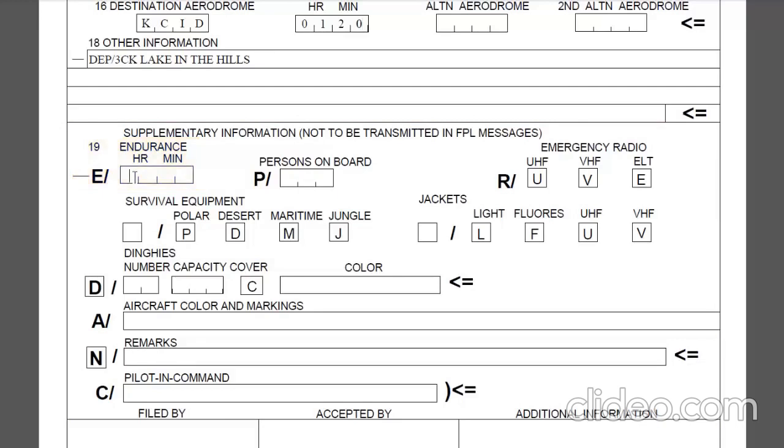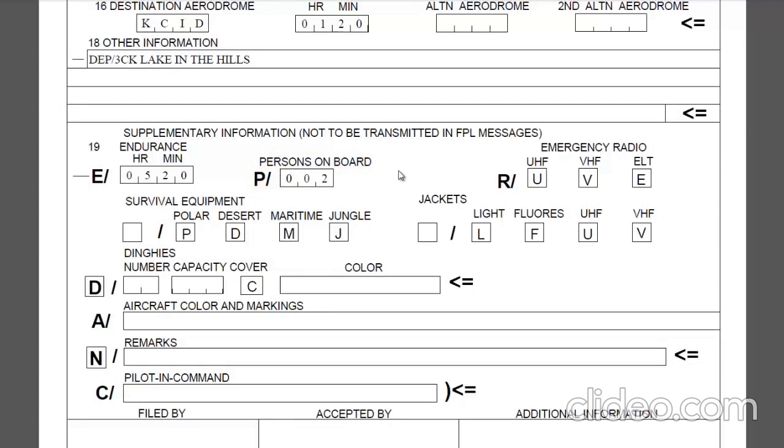So we're going to assume that we have 5 hours and 20 minutes of fuel. So we would put 0520 for our fuel, 5 hours and 20 minutes of fuel on board. Next to that, there's a P, and this stands for the people on board the airplane. How many people do you have on board? This is where you would put the total amount of people on board. So we have just 2 people in this example, and that will complete that.